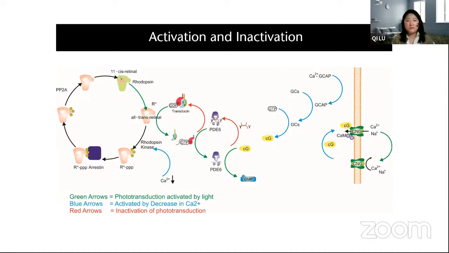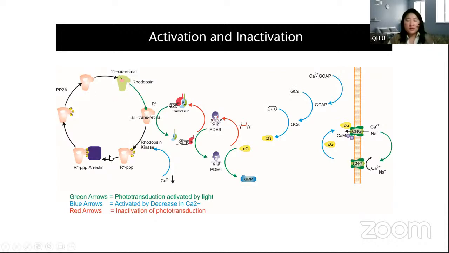So every step there's a cycle between activation and inactivation. In this picture, the blue lines are activated by decreased calcium, the red line is inactivated by phosphorylation, and the green line is activated by a photon.